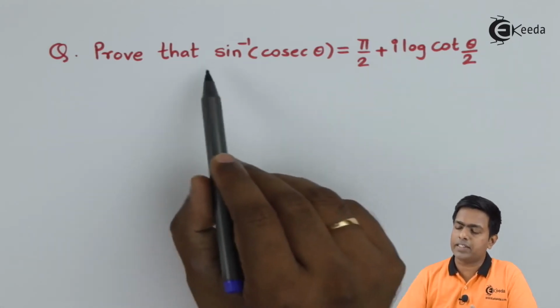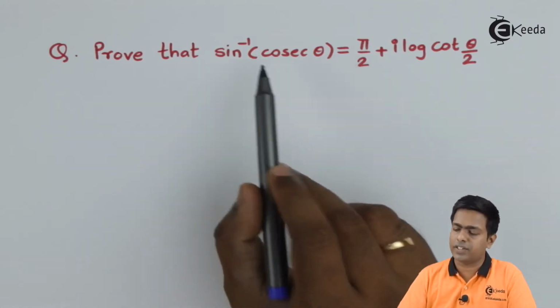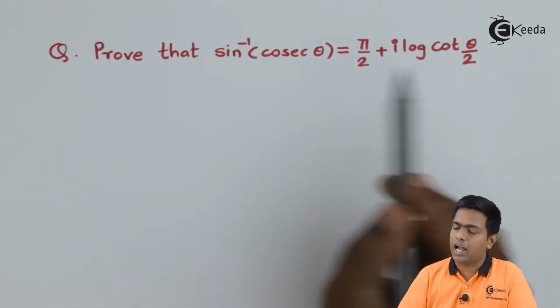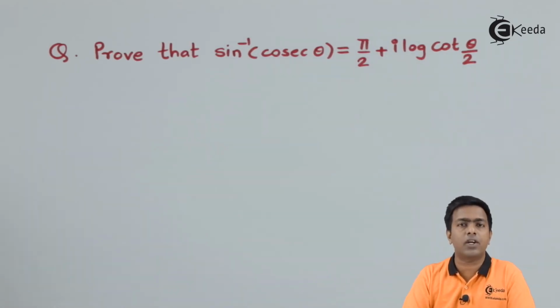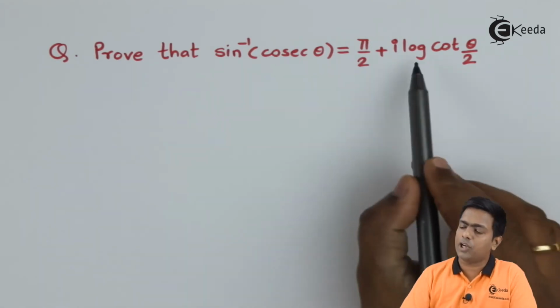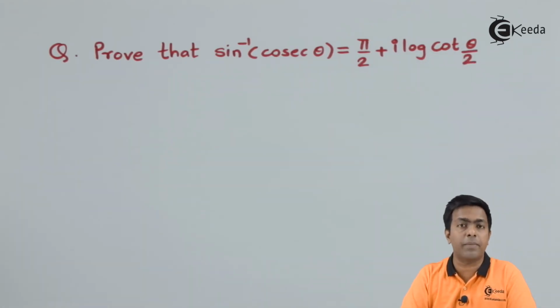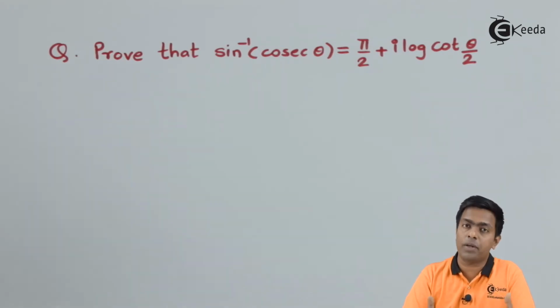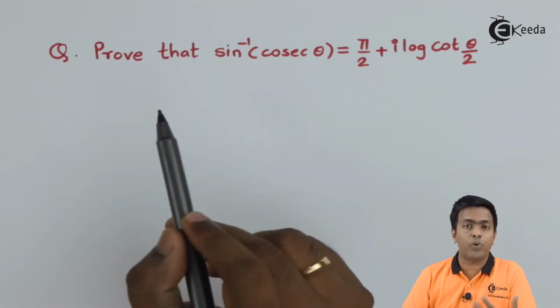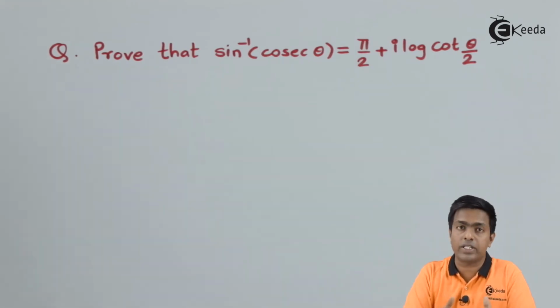On the left hand side, a function is given which is an inverse trigonometric function, and on the right hand side you can observe that there is a complex number. Pi by 2 is the real part of the complex number and log of cot theta upon 2 is the imaginary part. So I can summarize this problem like, we have to prove that sine inverse of cosec theta is equal to a complex number whose real part is pi by 2 and the imaginary part is log of cot theta upon 2.